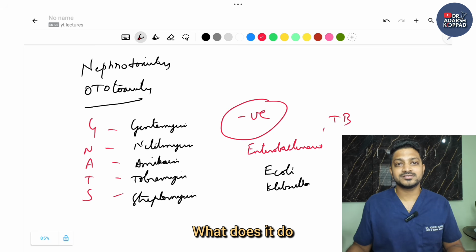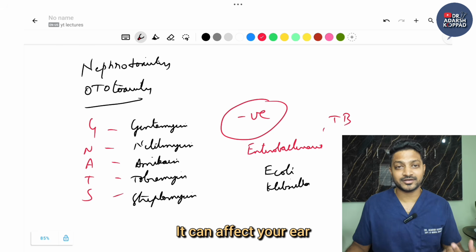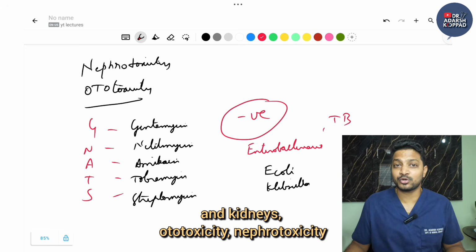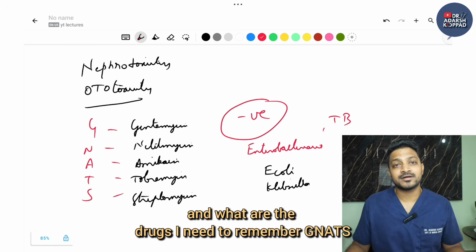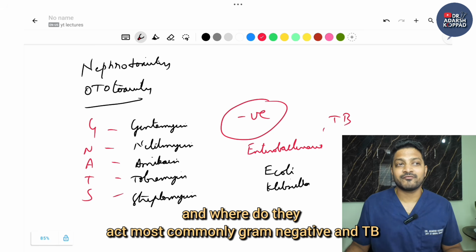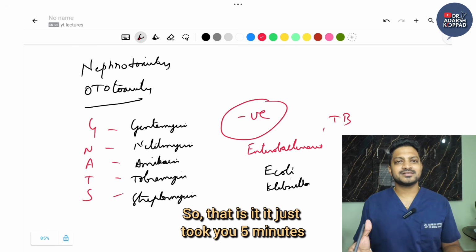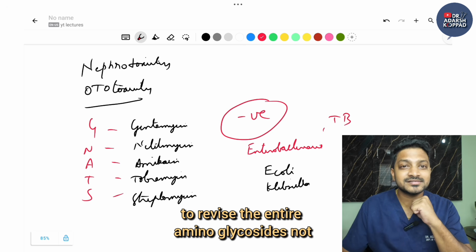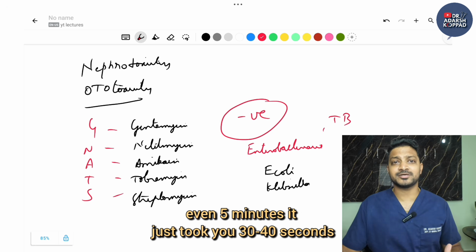And what does it do? It can affect your ear and kidneys, ototoxicity, nephrotoxicity. And what are the drugs? I need to remember GNATs. Where do they act most commonly? Gram negative and TB. So that's it. It just took you 5 minutes to revise the entire aminoglycosides. Not even 5 minutes. It just took you 30-40 seconds, right?